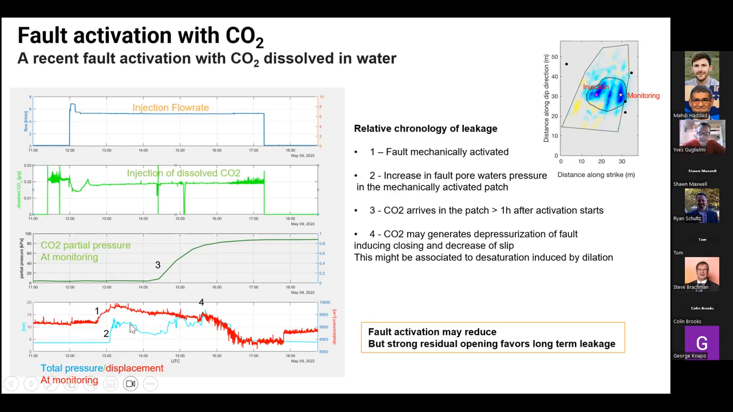And after a while, of course, the CO2 arrives at the monitoring point. And finally, when the patch of CO2 leakage is large enough, it kind of depressurizes the fault and reduces the fault movement.